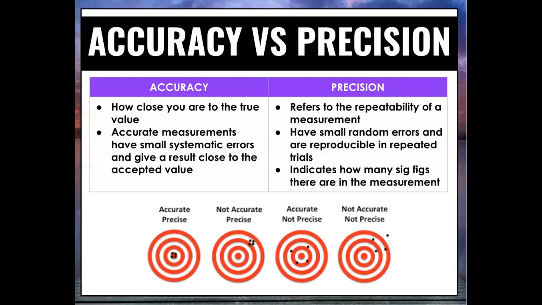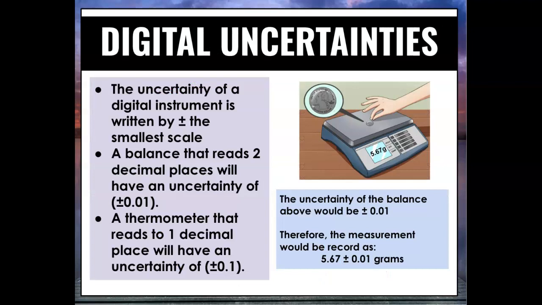So, how do we report uncertainties? What if we have a digital instrument or an analog instrument? How are we going to report those uncertainties within the lab in plus or minus values? So, when we take digital instruments into account, the uncertainty of the digital instrument is written by the plus or minus the smallest scale that you could possibly get. So if a balance reads to 2 decimal places, you would have an uncertainty of plus or minus 0.01 because it goes to the second decimal place and it probably has a plus or minus 0.01 uncertainty. If a thermometer only reads to 1 decimal place, then you only have it going plus or minus 0.1 as an uncertainty.